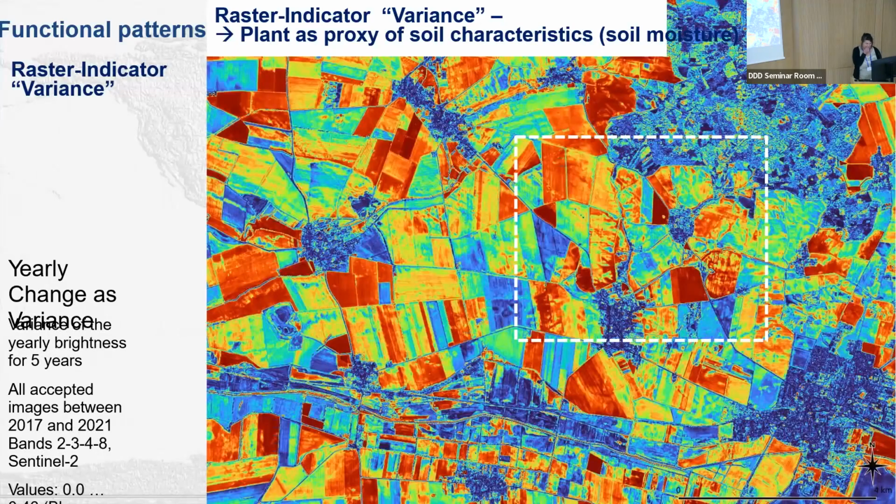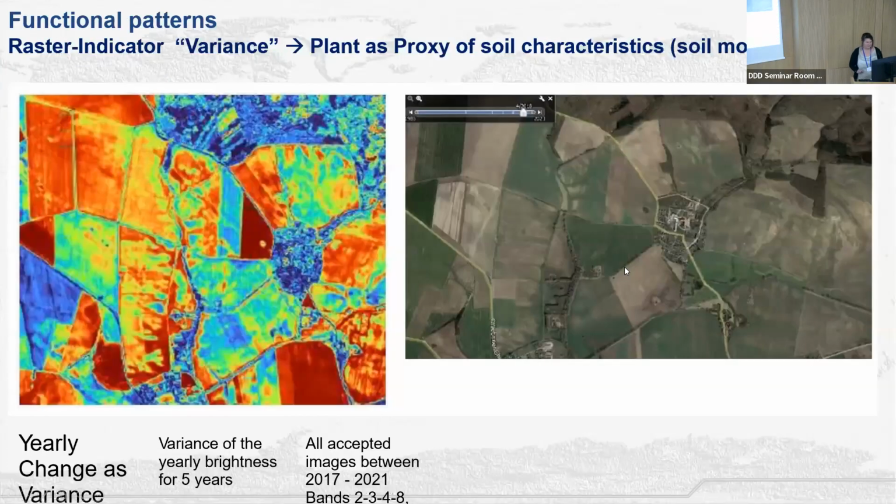Another example is that we use an indicator of variance to quantify functional patterns. And here you have a look at the middle of this part, because I compare this with a Google Earth image. And you see that we are able, or we hope that we are able, to quantify indicators or develop indicators which are able to get a realistic pattern of the surface here, so the water content of this region.